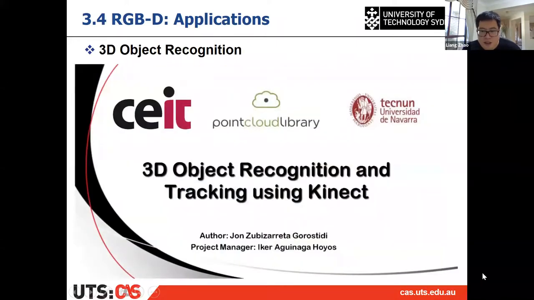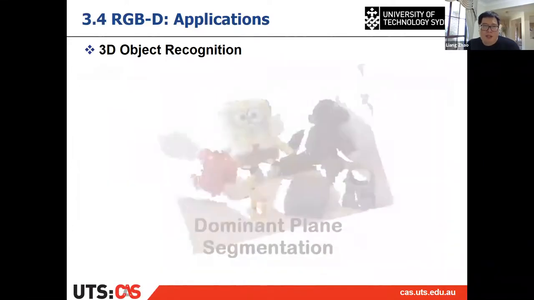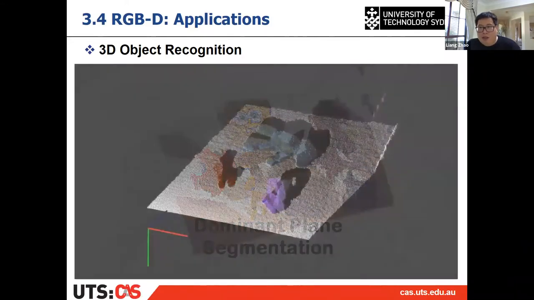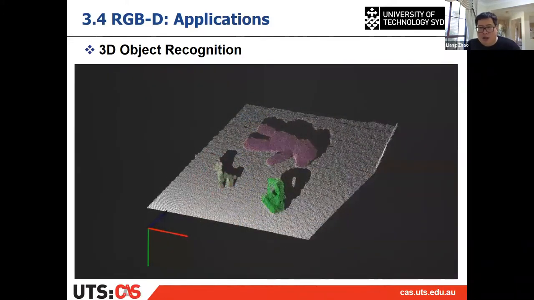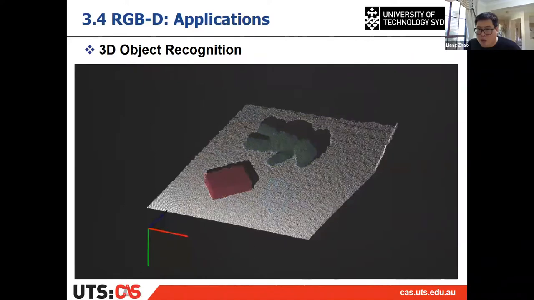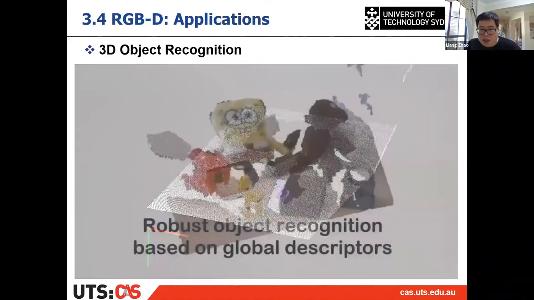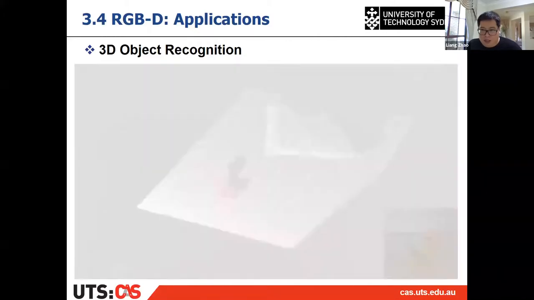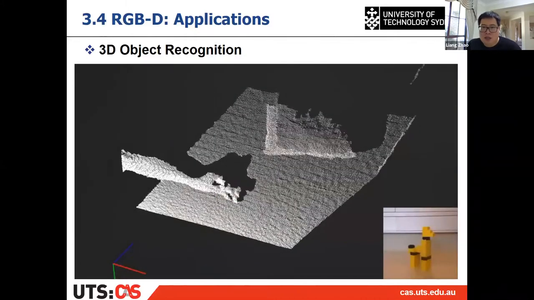All right, and here is another work about object recognition. Previously, we always did object recognition, or we call it pattern recognition, by using a single camera, which gives 2D images. Here, because we can use the depth image as well, it makes things much easier because you can directly get the shape of the object and easily segment it out from the background.